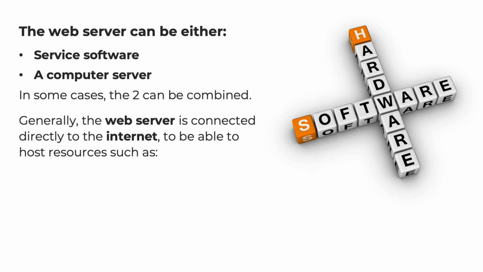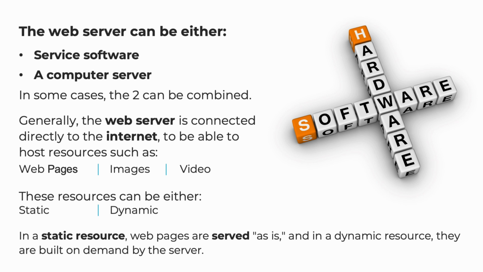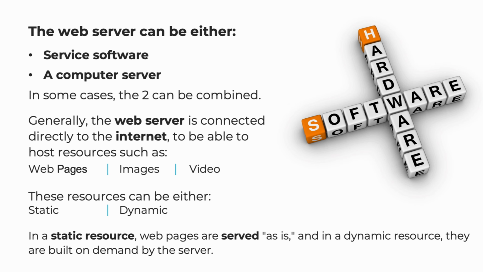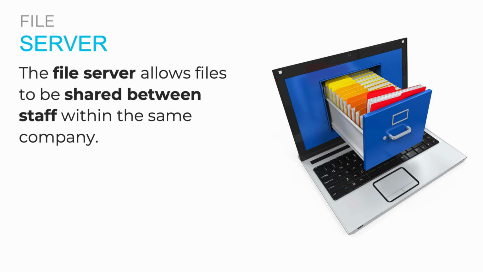Generally, the web server is connected directly to the internet to be able to host resources such as web pages, images, video, etc. These resources can be either static or dynamic. In a static resource, web pages are served as is, and in a dynamic resource, they are built on demand by the server.